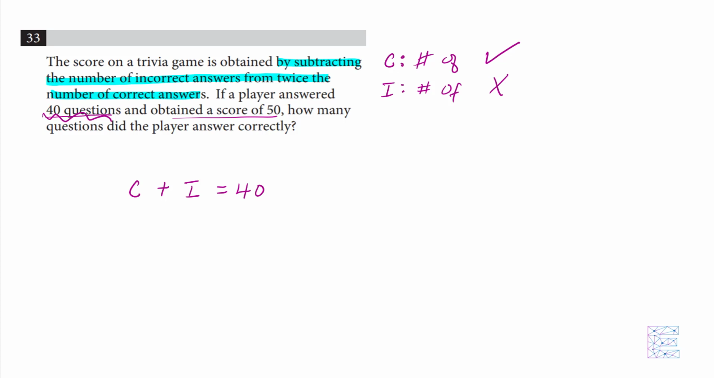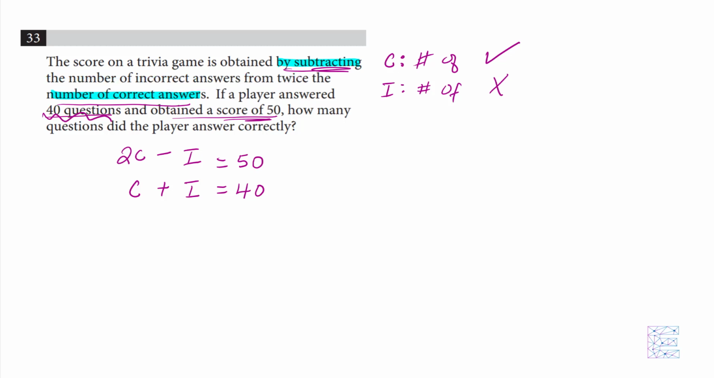And the other equation is going to be, you can find the score by subtracting the number of incorrect answers from twice the number of correct answers. So the score, which we know is 50. So we know that the score was 50, and we found it by subtracting twice the correct answers, subtract the incorrect answers.